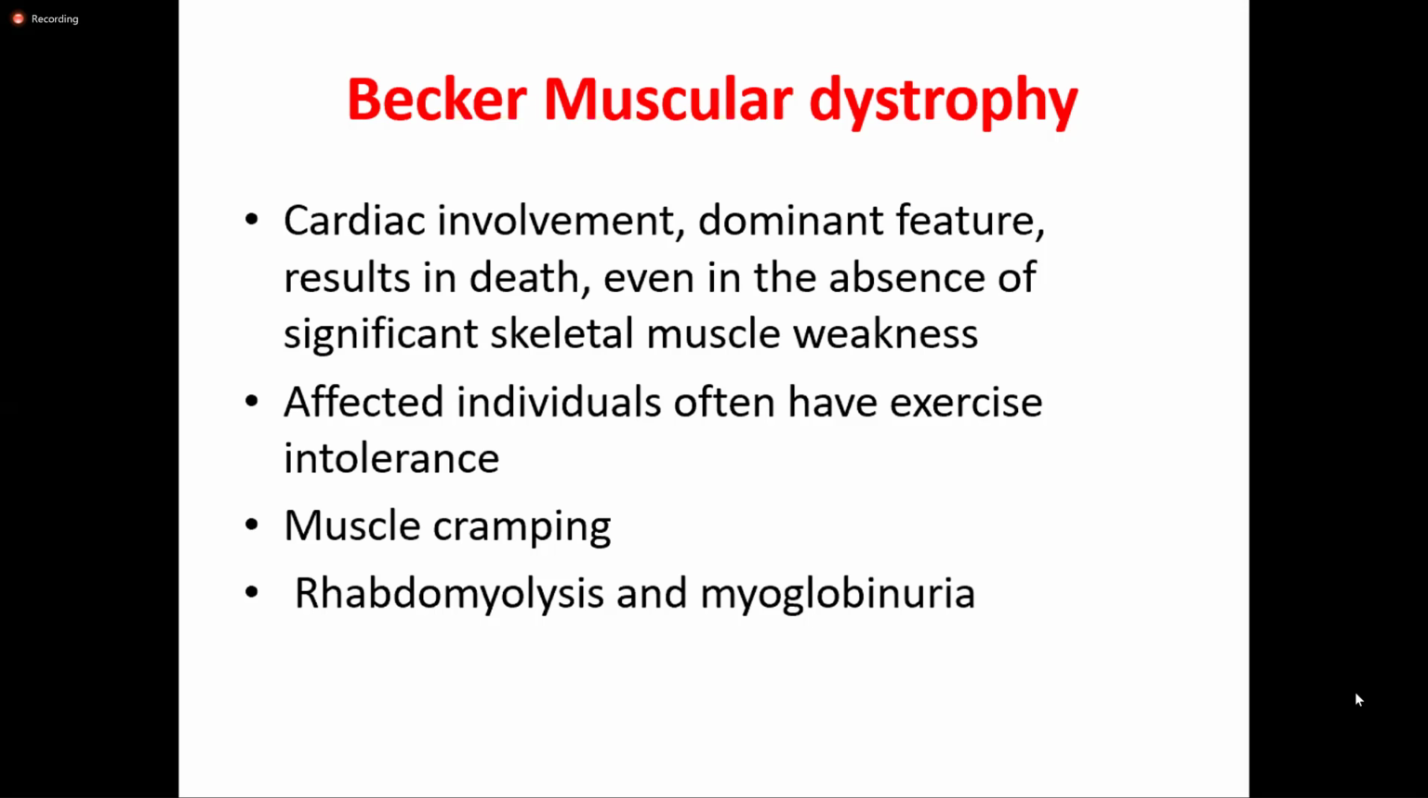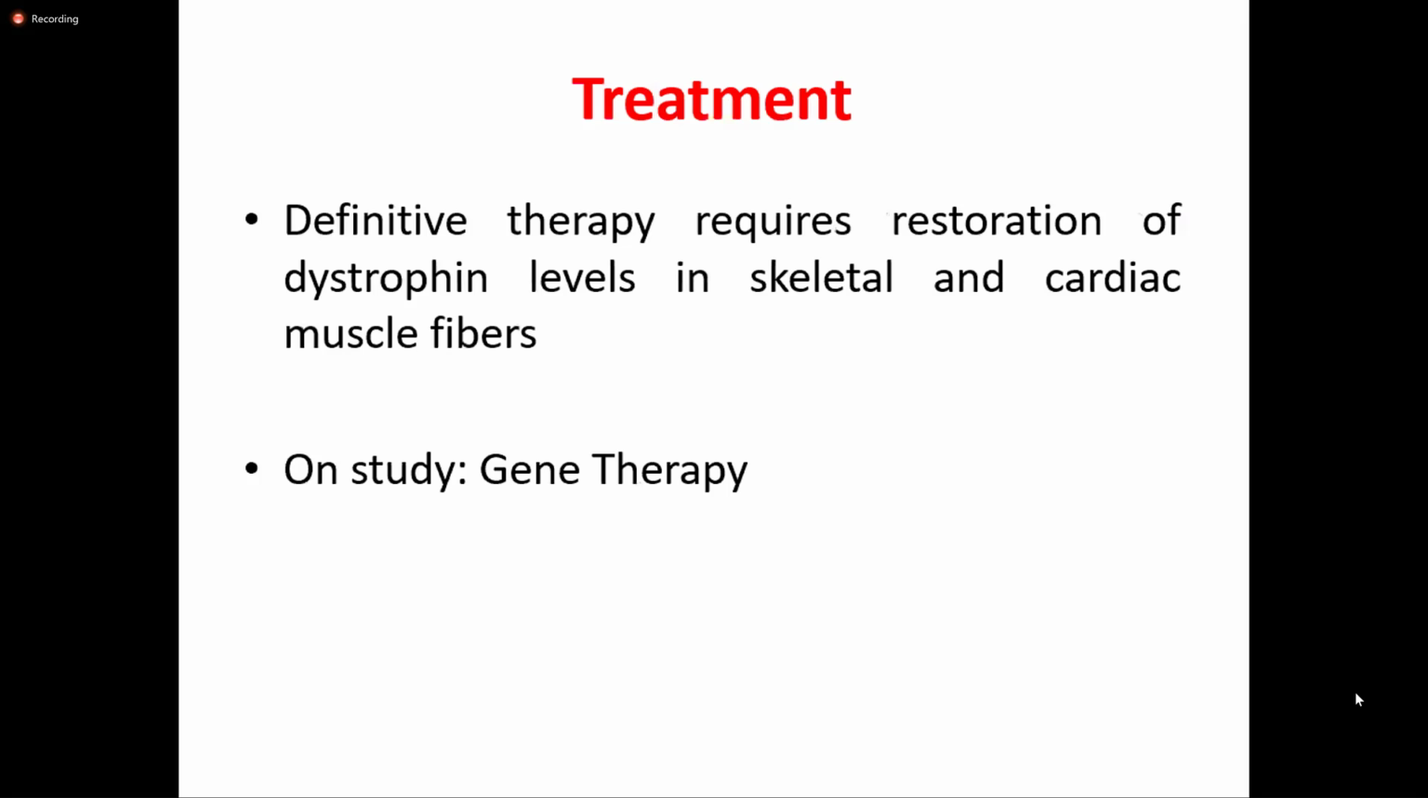Even in the absence of skeletal muscle weakness, they may present with exercise intolerance. When they start doing exercise, they may have muscle cramps. Rhabdomyolysis is the breakdown of muscle, and myoglobin may be present in the urine. So Becker's muscular dystrophy is a milder form than Duchenne, but death occurs due to cardiac involvement. The patient presents with exercise intolerance, muscle cramping, rhabdomyolysis, and myoglobinuria.